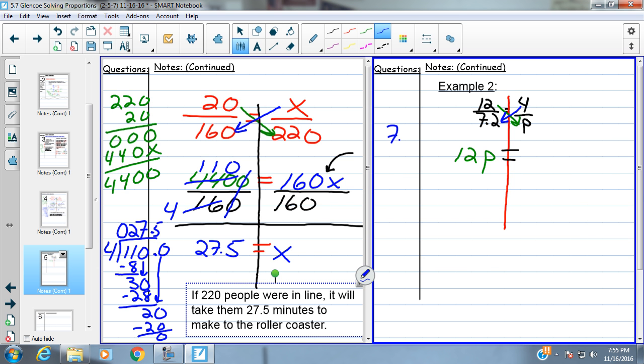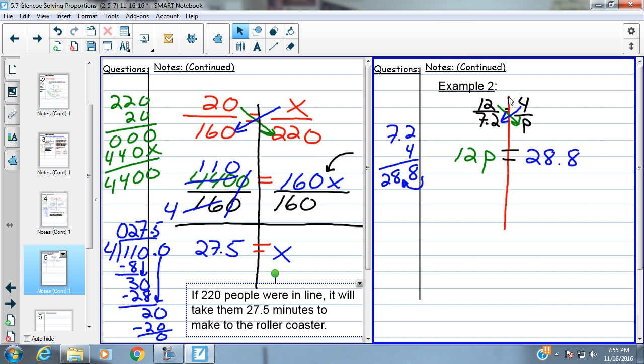Again, I do not remember my multiples of 7.2s, so we're going to have to do some math here. Okay, we got 28.8. Okay, now how do I get that 12 to leave my p alone? Or how do I get my 12 to become the number 1? We need to use its inverse operation of multiplication, which is division. And another way of saying that same thing is we have to use its multiplicative inverse. We're trying to get rid of the 12 off the p. And 12 divided by 12 is the number 1.